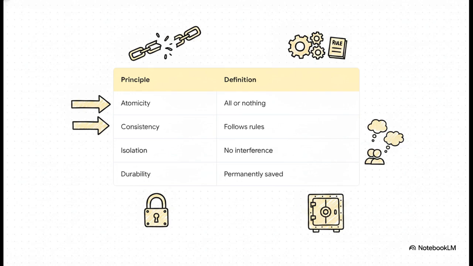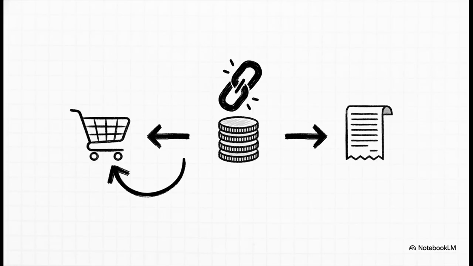I is for isolation. Concurrent users won't ever interfere with each other. And finally, D is for durability. Once a transaction is done and acknowledged, it is permanently saved and safe from any crashes or hardware failures. So, the crucial point is how this actually works in practice.